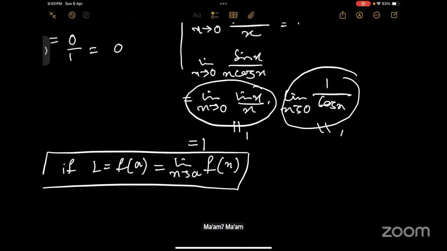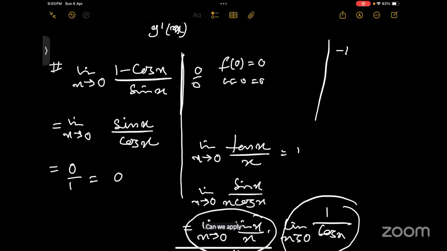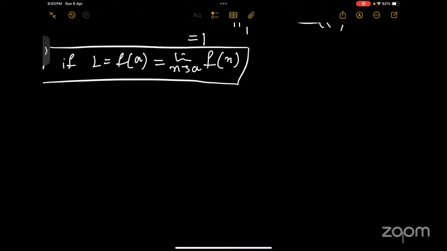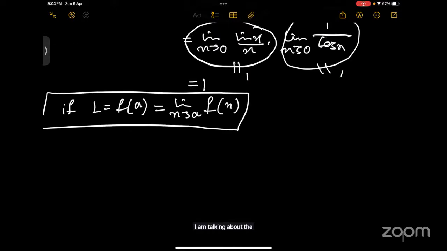Ma'am, what about differentiation by parts? Like in case of x cos x, we have separated it into two terms. Can we apply the formula: differentiation of x, cos x as such, plus differentiation of cos x, into x as such? Multiplication rule for derivative, right? Yes, ma'am. I will go to derivative after continuity. I'm talking about the previous example, ma'am.